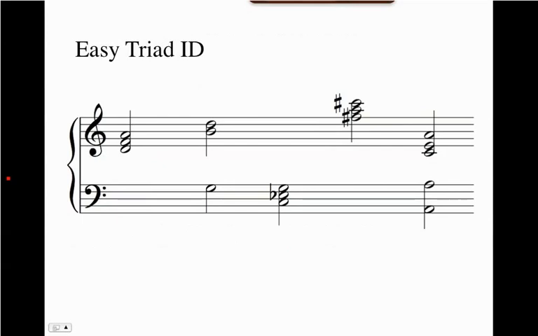Here we'll begin identifying some triads, and these will be of the easier format. The first sounds and looks like a triad. We can see from the staff there's every other space highlighted or covered by a note head, and like I said, it looks like a triad. It is D, F, A, and in this case is a simple D triad.